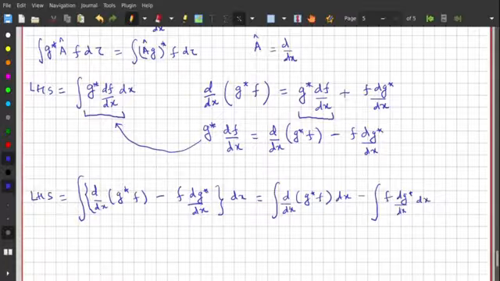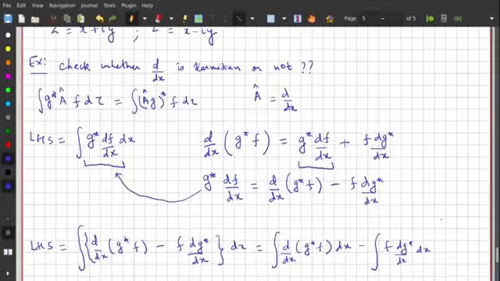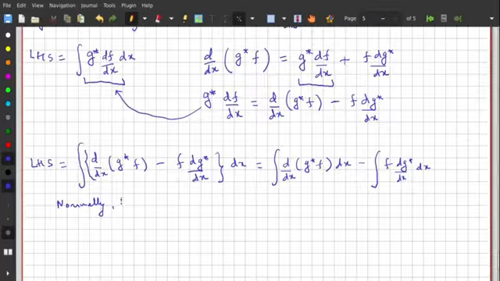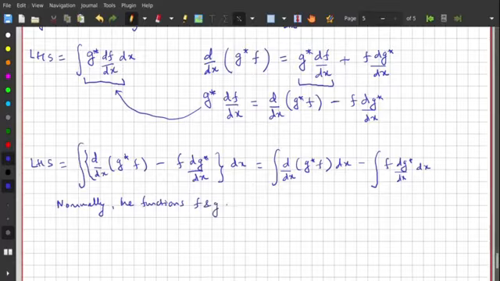Okay, so one very important thing about the functions that we deal with: normally these functions f and g vanish at the boundaries.